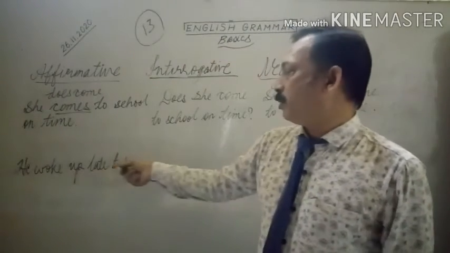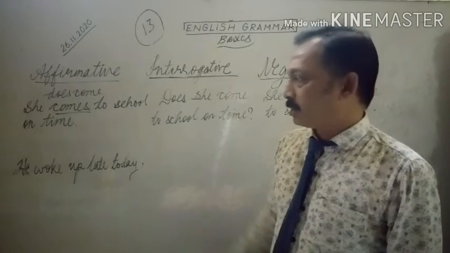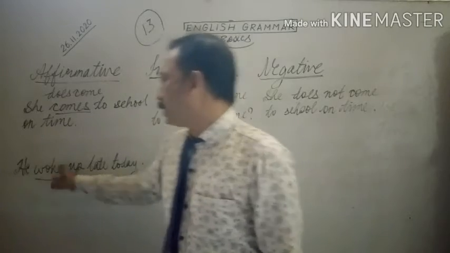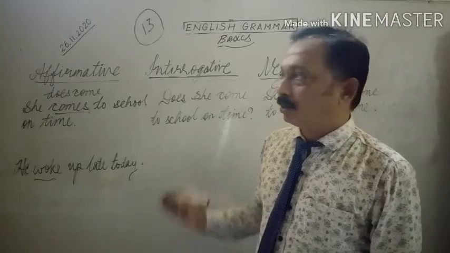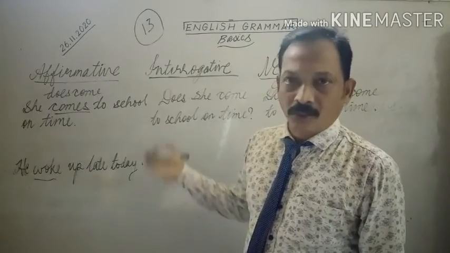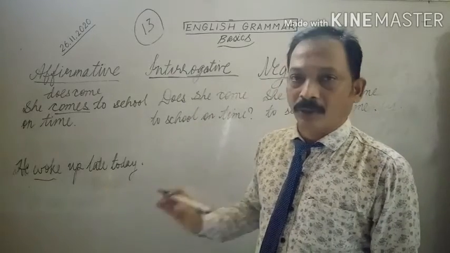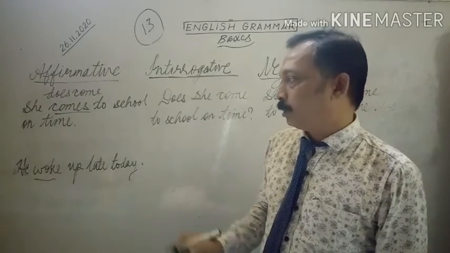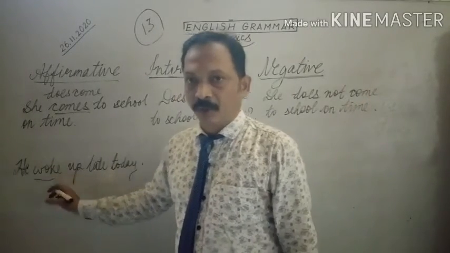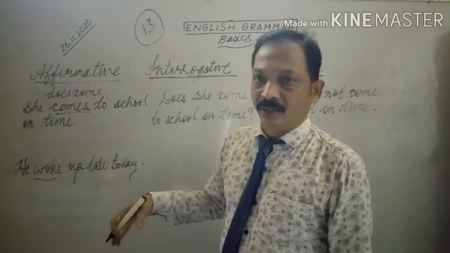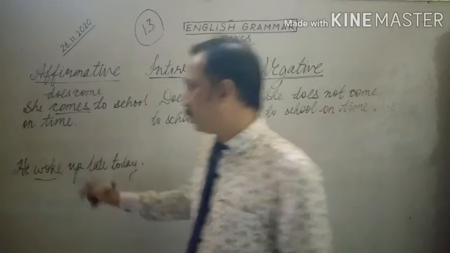Next sentence: he woke up late today. The same is the case here. Woke is the main verb. It is not any form of be or have, so you can't directly take it to the beginning of the sentence to make the question. You have to take out the helping verb by breaking this main verb. Woke is the past tense, so it means that did is hidden in the main verb. Did, D-I-D. So you get did wake.